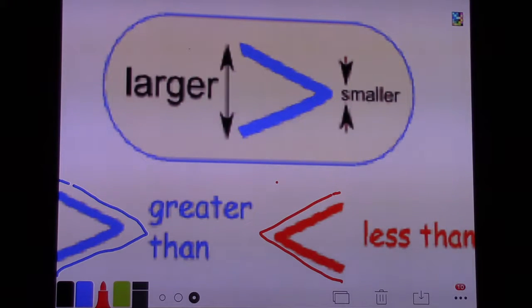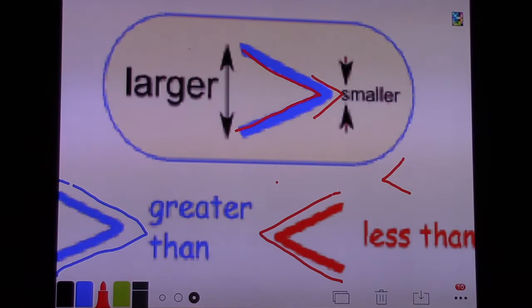Now some people remember this by saying the mouth of the sign always points to the larger number, or the larger part of the sign opens to the larger number, and the smaller opening always points to the smaller number. The way I remember this is the sign that looks like the shape of an L is the sign that means less than.